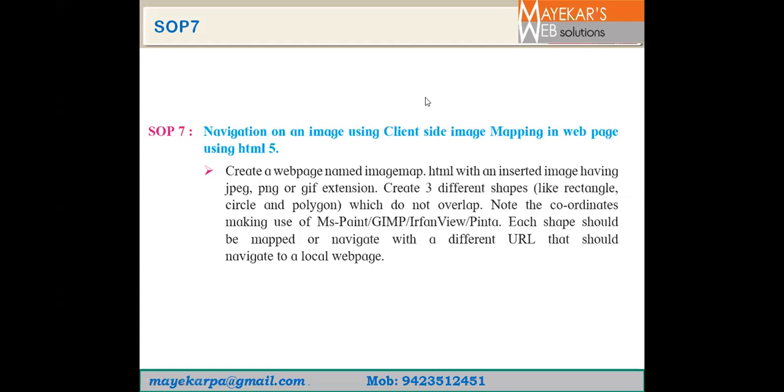Okay, what it says, each shape means we are going to create three different shapes, right? Here we are going to create three different shapes. Each shape should be mapped, means it should be linked, or navigate, means when we click it should redirect to another page, navigate with a different URL, which means uniform resource locator, that should navigate to a local web page.